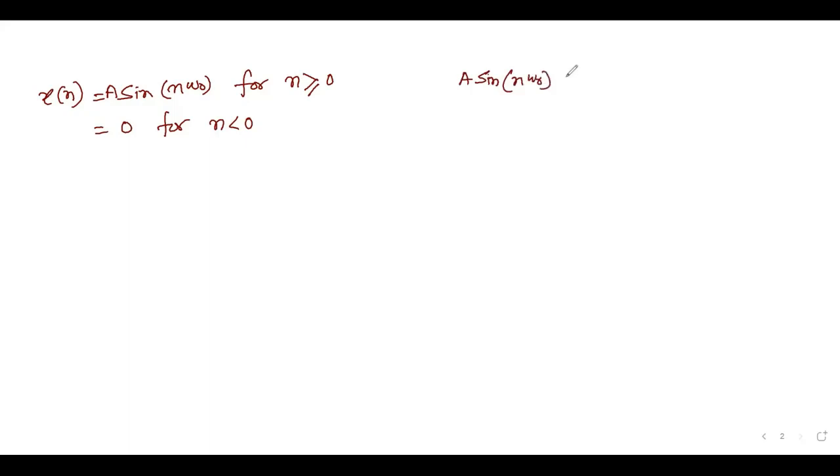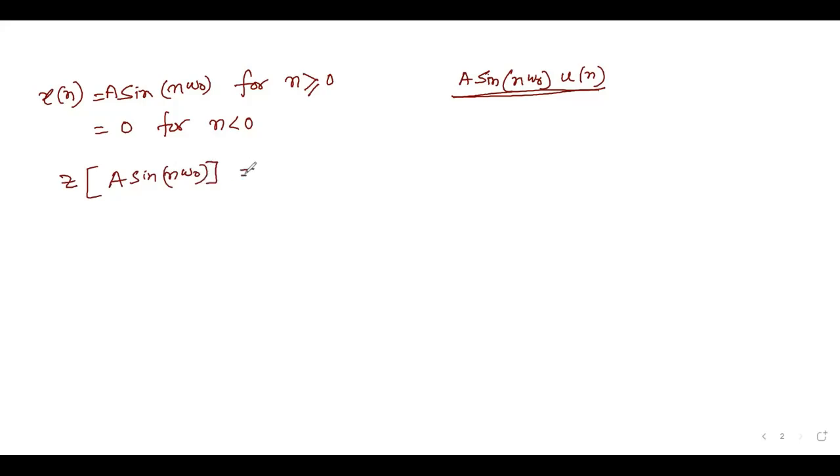The function is a sine n omega 0 for n greater than or equal to 0, and 0 for n less than 0. All are causal signals, because today we will discuss all causal signals. So basically this signal is a sine n omega 0 u(n). So what will be its z transform? Who will tell? What will be the z transform of a sine n omega 0?